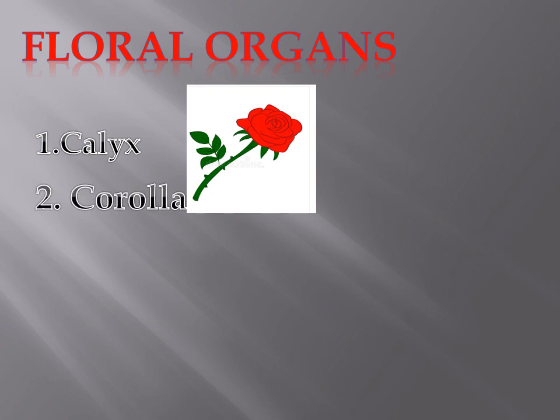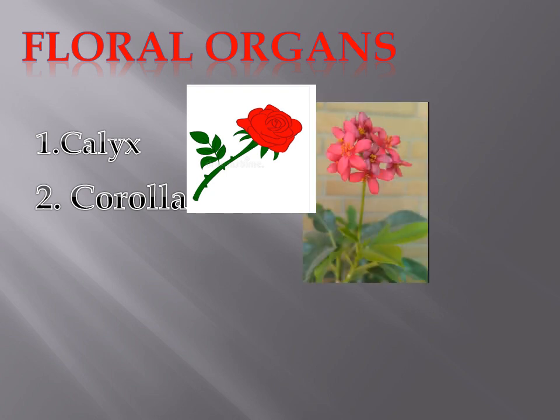The second part is corolla, that is also known as petals. For example, in the rose flower, the red ones are the petals or the corolla of the rose flower. This is the flower of the Jatropha, showing that the red colors are the corolla or the petals of the Jatropha flower.